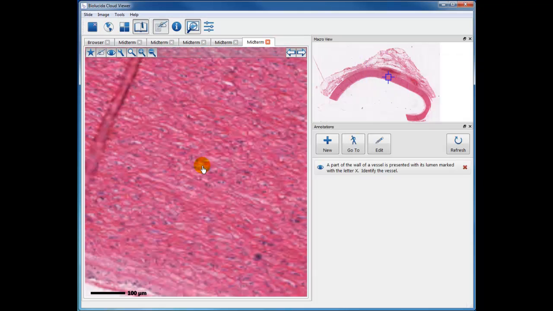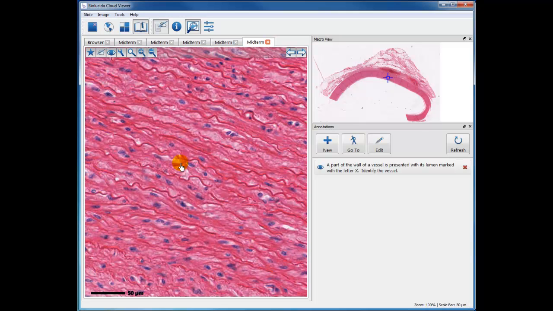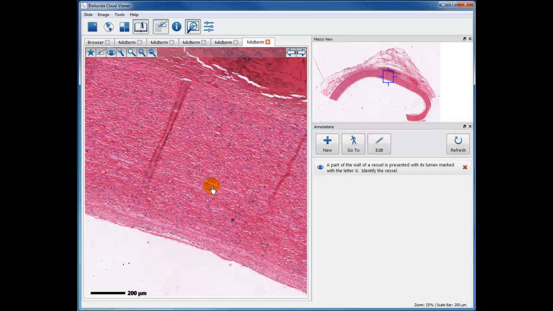So you've got to examine the wall of that vessel, and when you see with H&E all of these very red stained, crinkly or wriggly lines here, those are elastic. You might think they're elastic fibers, but they're really elastic membranes, and there's only one type of vessel. It's the elastic arteries, also called large arteries. One example is the aorta. Another example would be part of the carotid artery.